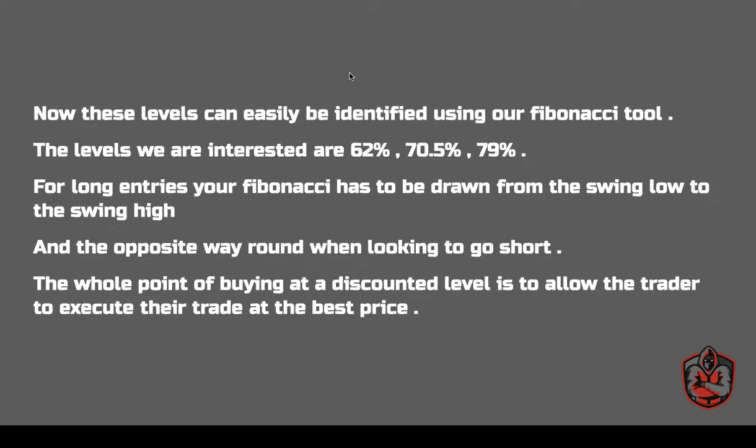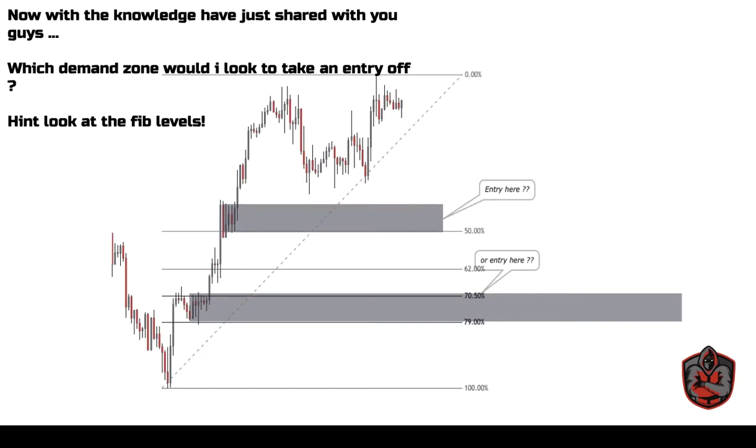Now, these levels can easily be identified using our Fibonacci tool. The levels we are interested in are 62%, 70.5%, and 79%, as all of these are below the equilibrium. For long entries, your Fibonacci has to be drawn from the swing low to the swing high, and the opposite way around when looking to go short. The whole point of buying at a discounted level is to allow the trader to execute their trade at the best price. Now, if we go back to this example again.